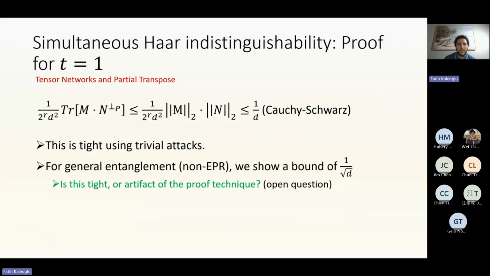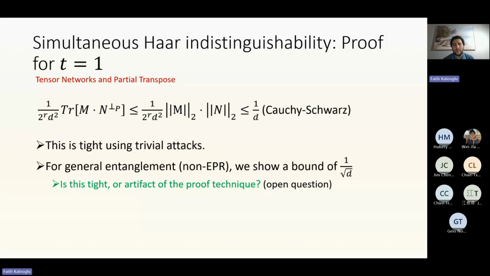Once you do that, we can apply a Cauchy-Schwarz inequality using the Hilbert-Schmidt inner product. We use the fact that the Hilbert-Schmidt norm is not affected by the partial transpose operation, and that the Hilbert-Schmidt norm is bounded by the square root of the dimension of the operator. So we get 1 over d in the end if we perform the calculation, because it's 2^r times d, the dimension of each register. And this bound is in fact tight asymptotically.